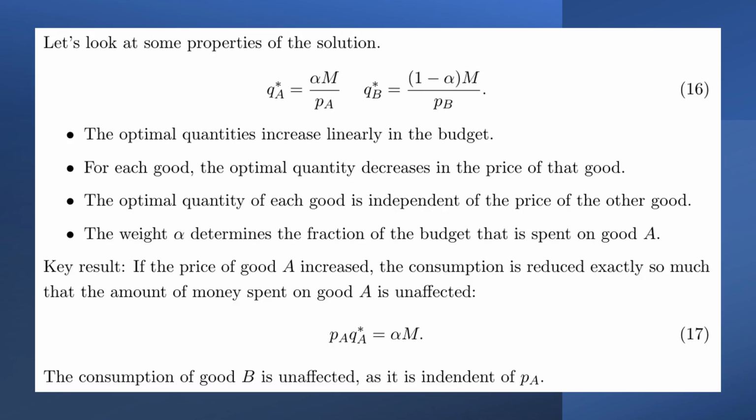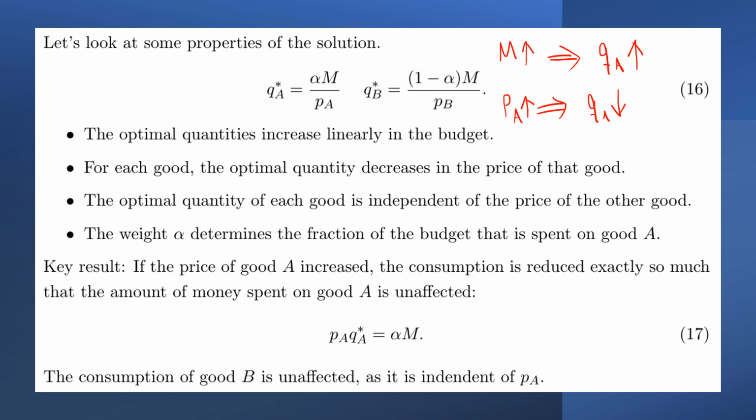Let's also look at some properties of the solution. First of all, the quantities increase in the budget. So if the budget increases, then QA increases, and the same thing with QB. This makes sense. The more money we have, the more goods we can buy. Secondly, if the price of good A goes up, quantity goes down. This also makes sense. If the good becomes more expensive, we buy less of it.